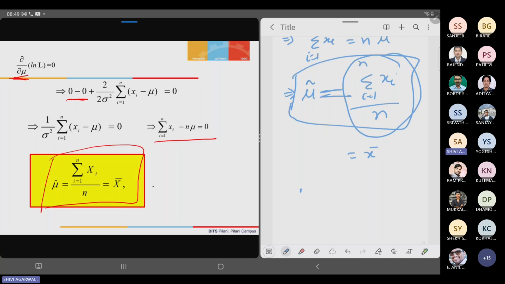Is it clear to all of you? So x bar, we already identified, is an unbiased estimator. But by using the maximum likelihood estimator, we also find out in the normal distribution that it is the same. No difference at all.